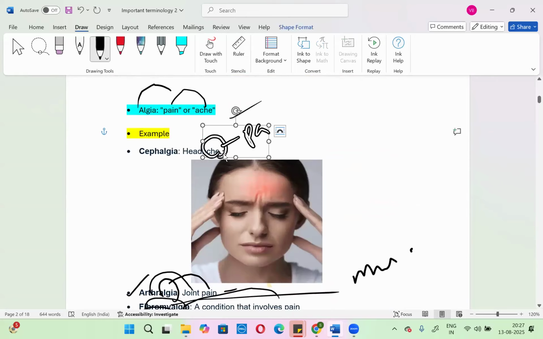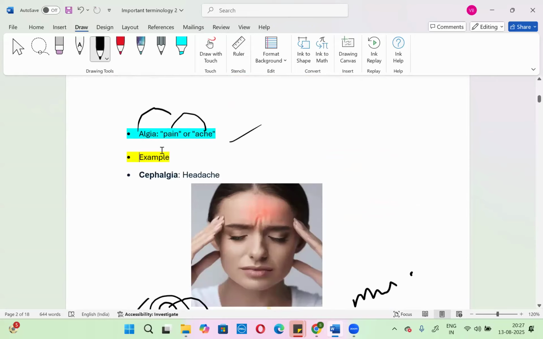Next, algia. Algia is nothing but pain or ache. Example, cephalgia. Algia is what? Pain. Cephal is what? Head, which is nothing but head pain. Okay? Write all these three things. If it is done, then I'll go to the next one.